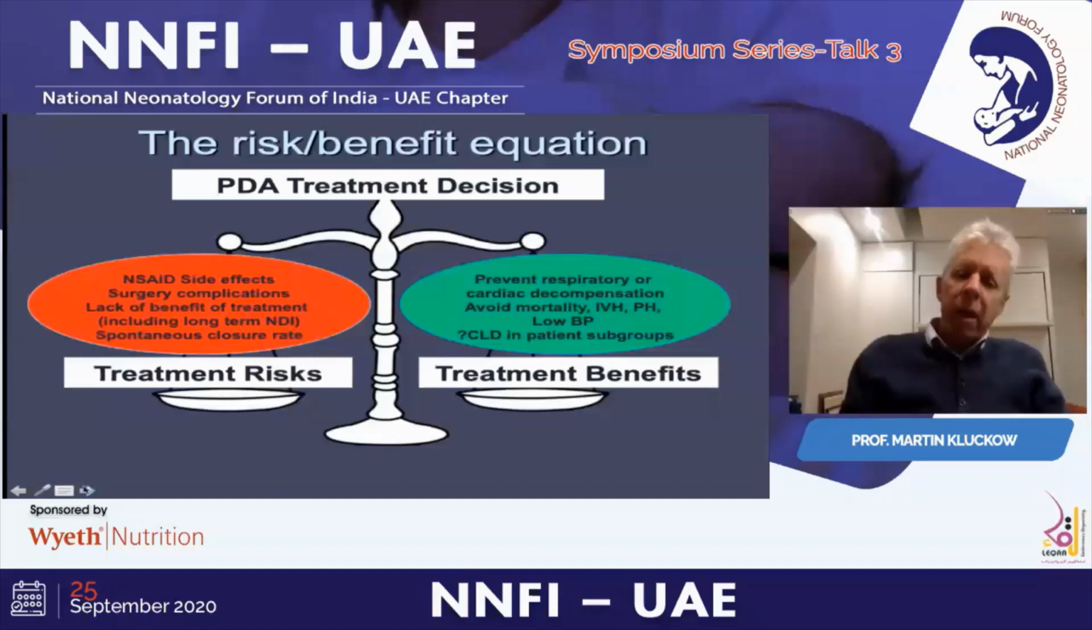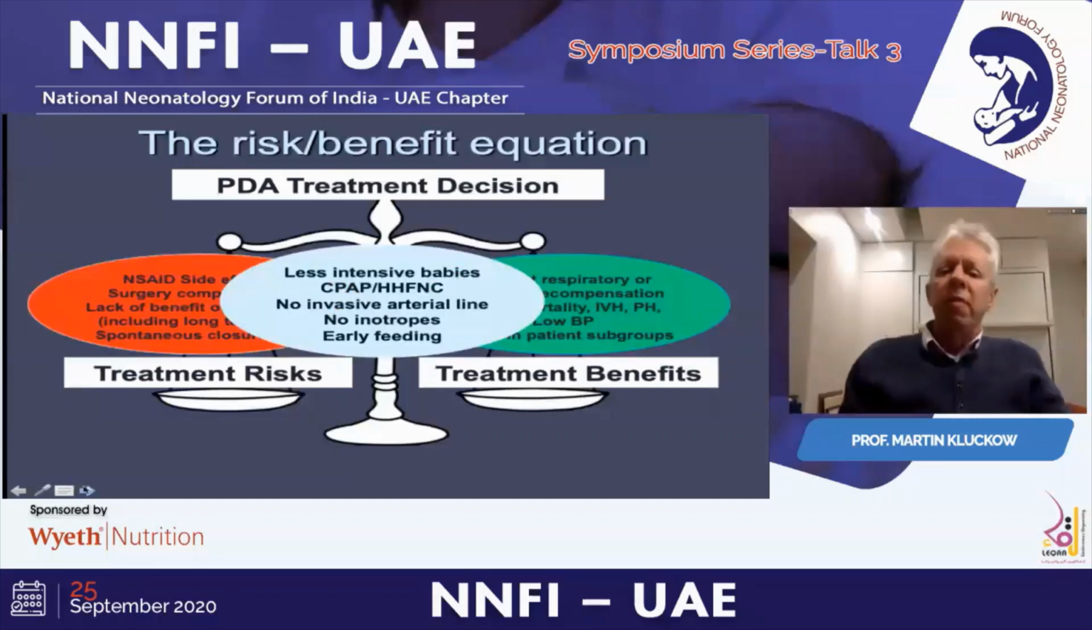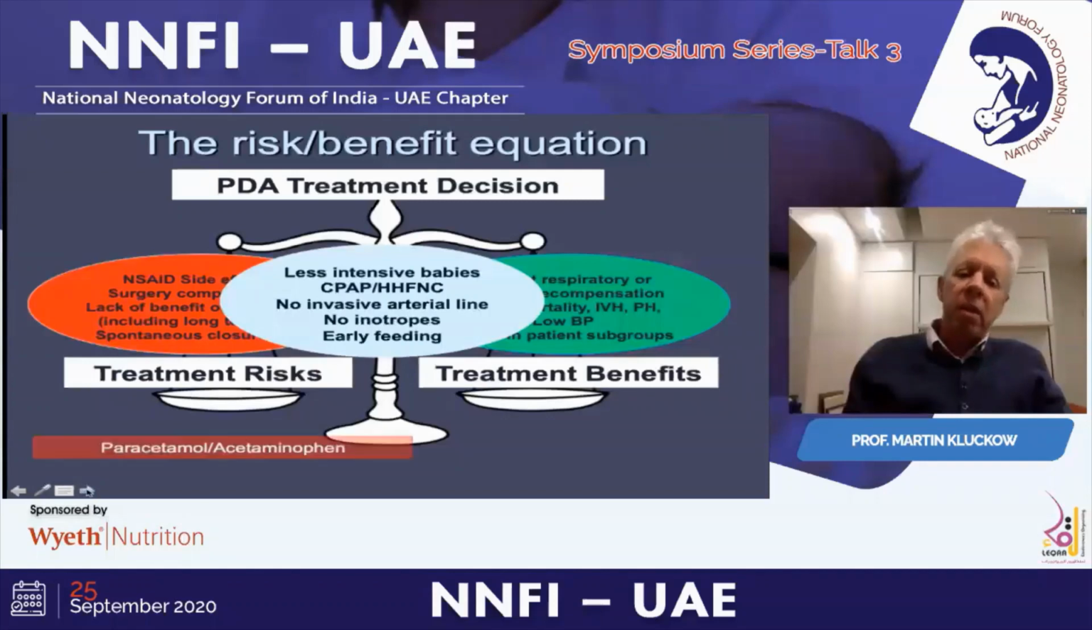So that's the balance, and it's made even more difficult these days, I find in our nurseries, because we're dealing with less intensive babies. They're often on CPAP or humidified high-flow nasal cannulae, no invasive arterial lines, so we're not measuring their blood pressure, no inotropes. They're often being fed early, which may complicate the giving of some of the non-steroidal medications. So the decision is a little bit harder in the modern era of NICU because we have less sick babies. Therefore, we're less likely to accept risk in our relatively well babies. So how to select babies in our current era is a problem.